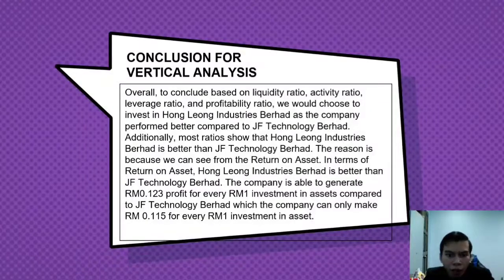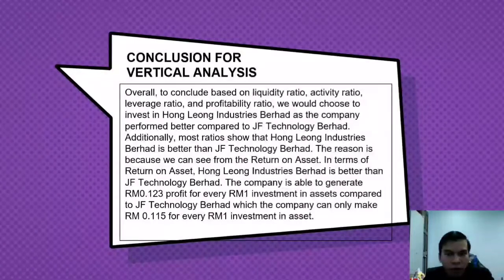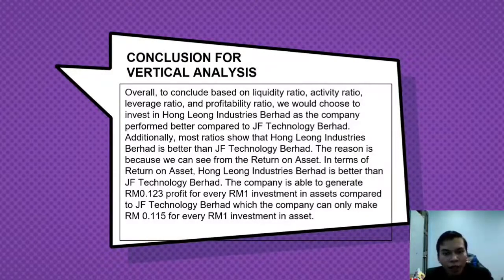The reason is because we can see from the return on asset. In terms of return on asset, Hong Leong Industri Berhad is better than JF Technology Berhad. The company is able to generate Rm0.123 profit for every Rm1 investment in asset compared to JF Technology Berhad, which can only make Rm0.115 for every Rm1 investment in asset.